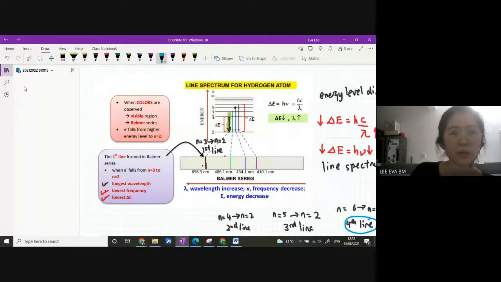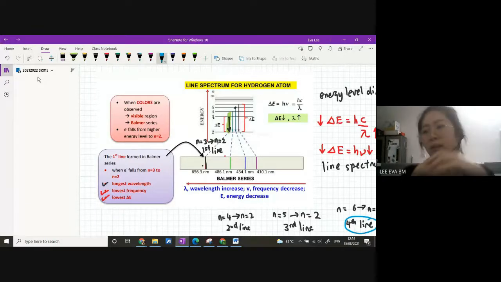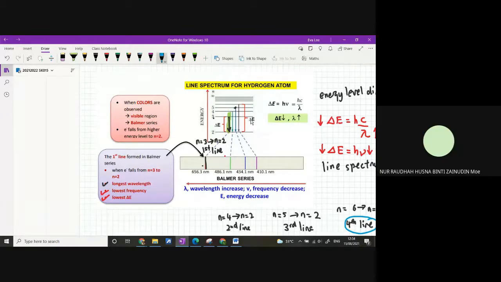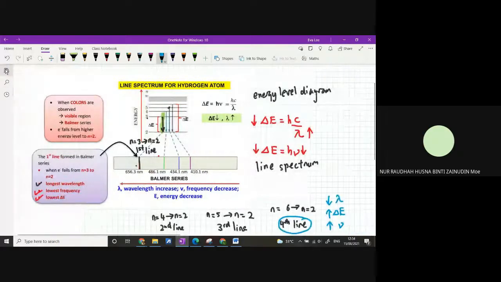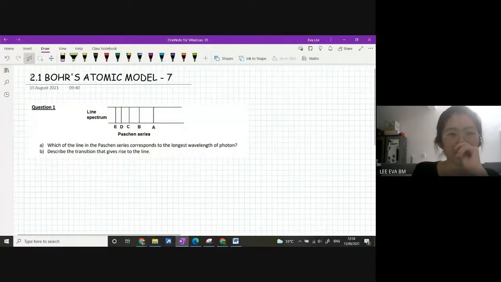Okay, so Madam showed one example over here. If you have any questions, you may ask. Hold on, yeah. Wait, Madam Bina, OneNote is not working. Okay, so let's look at the example questions here.